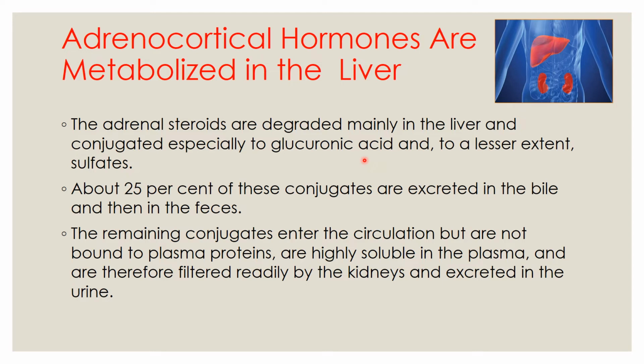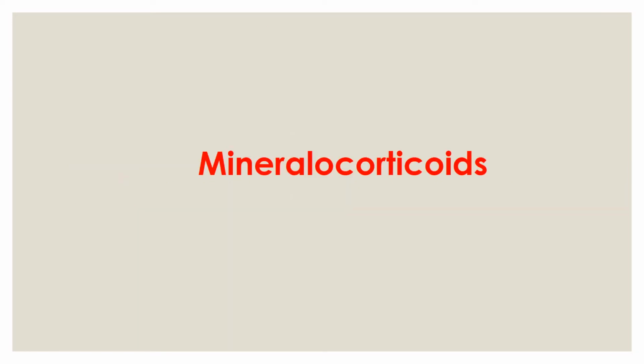conjugates will enter the circulation, but they are not bound to plasma protein. They are really soluble in the plasma. That's why they will get filtered in the kidneys and excreted in the urine. Let's now talk about the first group, which is the mineralocorticoids, and we said the most important one is aldosterone.